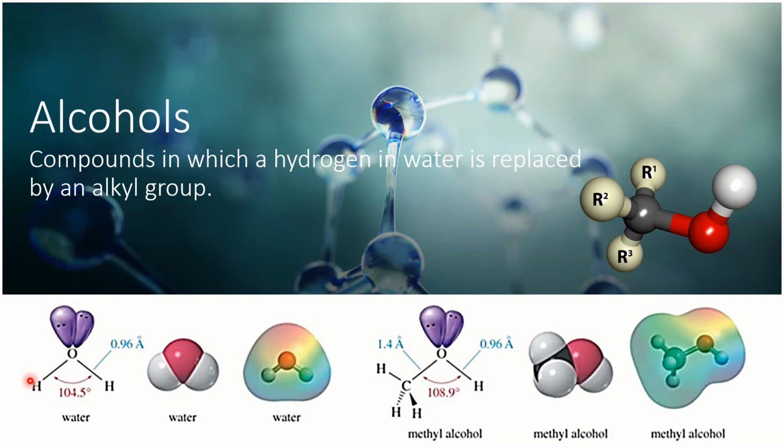Herein we'll be talking about alcohols. In this lecture, you will realize that alcohols are compounds in which a hydrogen in water is replaced by an alkyl group. If you note, the structure consists of an oxygen that is sp3 hybridized, so it's just slightly away from the idealized 109.5 of sp3 species.